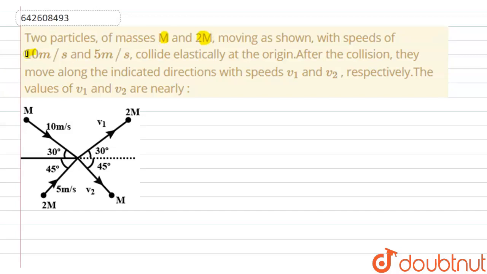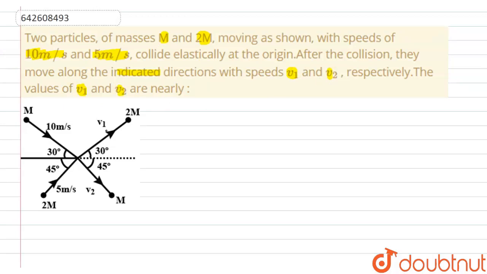Hello everyone, the question says that two particles of masses m and 2m, moving as shown with speed of 10 meter per second and 5 meter per second, collide elastically at the origin. After the collision, they move along the indicated direction with speed v1 and v2 respectively. The values of v1 and v2 are nearly. So in this question, I have to find out the value of v1 and v2.